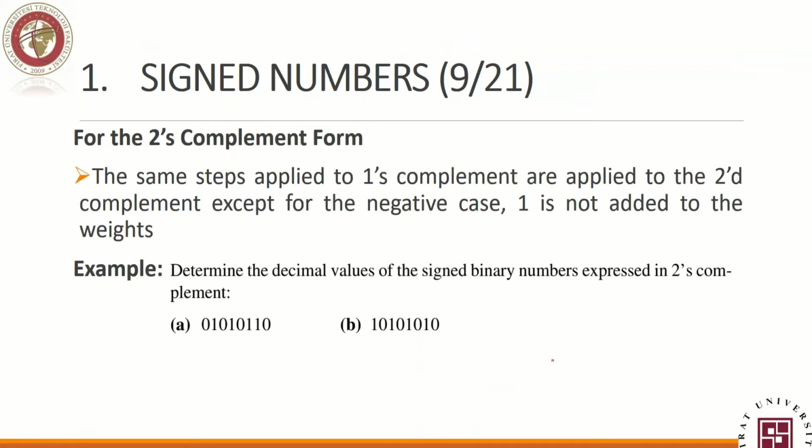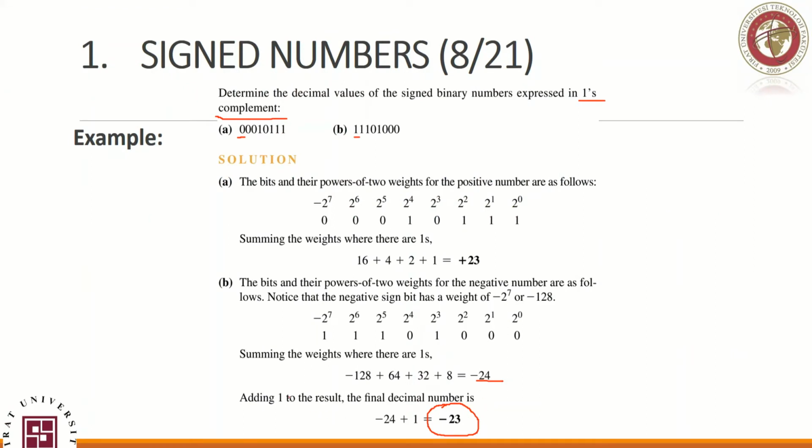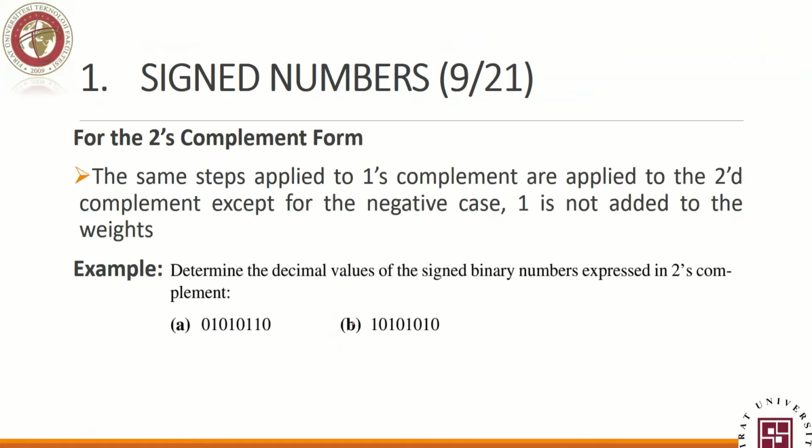All right. For 2's complement it is also straightforward. We apply the same concept here. We just do not add 1. You apply exactly the same concept: you sum up and subtract this one if it is set, and you apply the rest of the steps, except adding 1. There is no 1 to be added. Now, in this case, this is positive. We see this one is not set. This is negative. You see this one is set. And it is written, determine the decimal values of the signed binary numbers expressed in 2's complement.